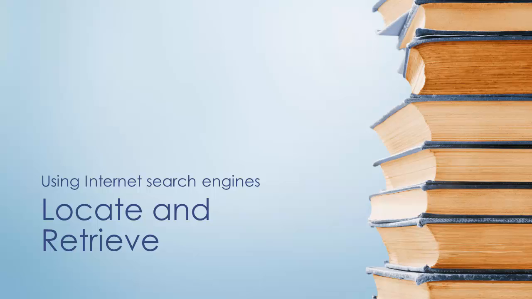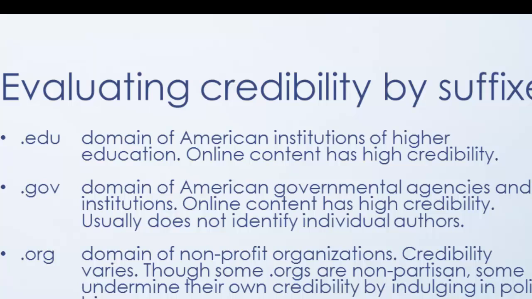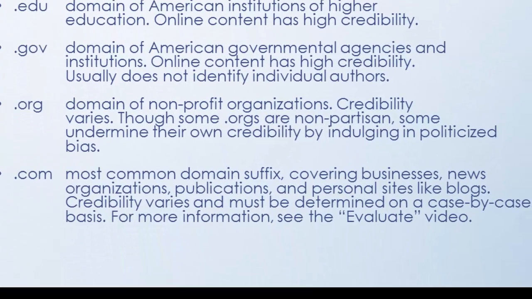If you must use the internet, here are some helpful tips for trying to secure the credibility of your search results. Understanding website suffixes is the first step in determining source credibility. .edu sources, those associated with American institutions of higher education, and .gov sources, those associated with American governmental agencies, maintain the highest levels of credibility. .org sources, those associated with nonprofit organizations, and .com sources, which cover a variety of areas, both have problems establishing credibility and must be evaluated on a case-by-case basis.